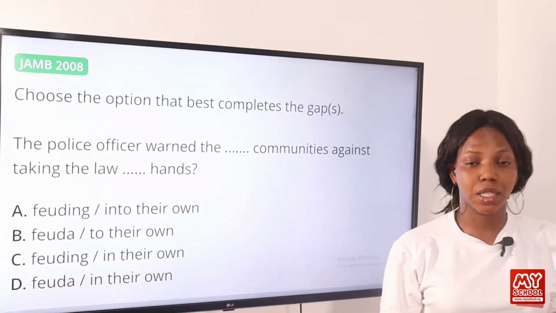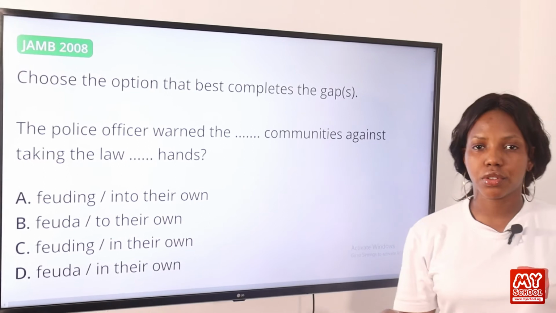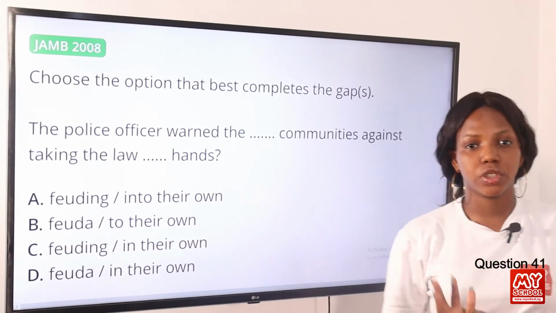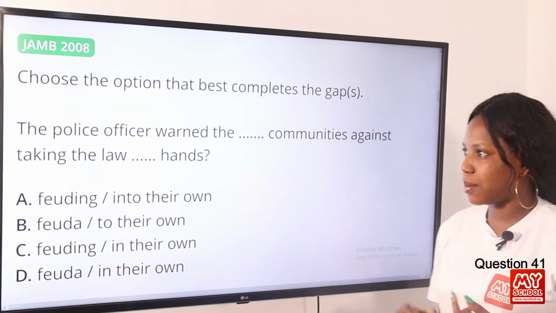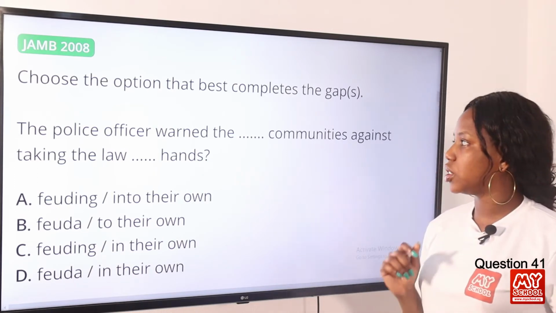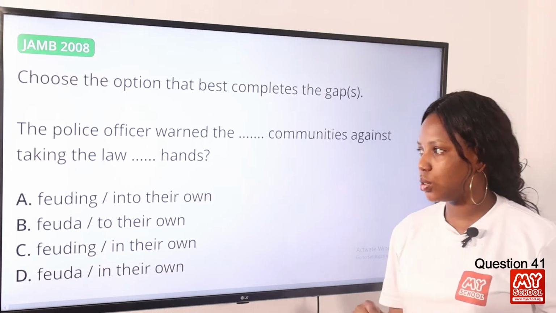Right now we'll be attempting question 41 down to 60. Now we'll begin with question 41. In this question, you have to choose the option that best completes the gap. The police officer warned the dash communities against taking the law dash hands.